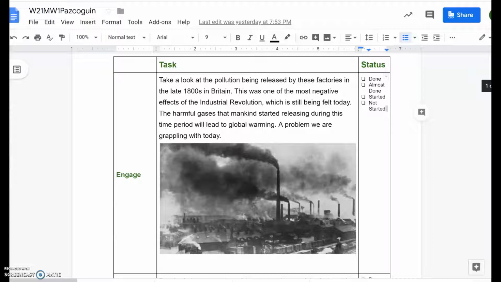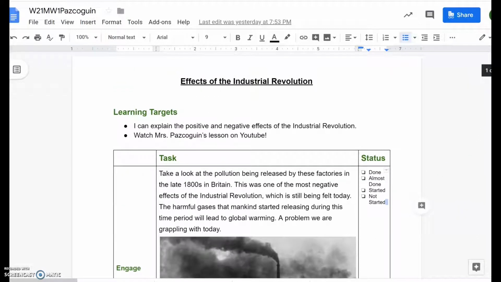How many times do you turn on the news or the radio and you hear someone talking about the harmful effects of climate change or global warming? Well, this is where you can trace it to. The roots of it began with industrialism, with the Industrial Revolution. And this is a problem we are still struggling with today. So today's lesson is on the effects of the Industrial Revolution.